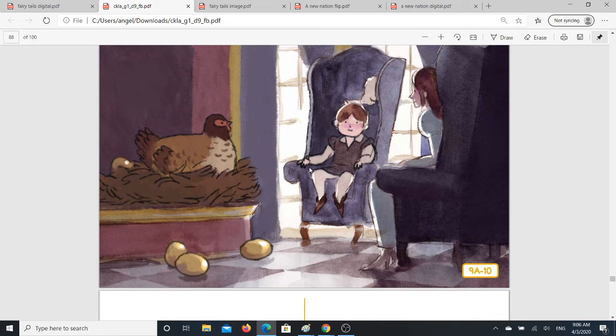What happened when Jack tried to escape with the hen and the harp? Right, the giant wakes up. He comes bounding down the beanstalk after Jack. And then Jack chops down the beanstalk with an axe. And the giant falls down and breaks his crown. Good.